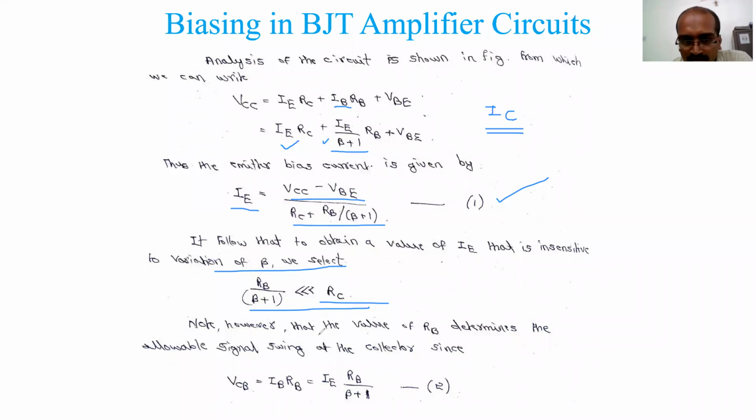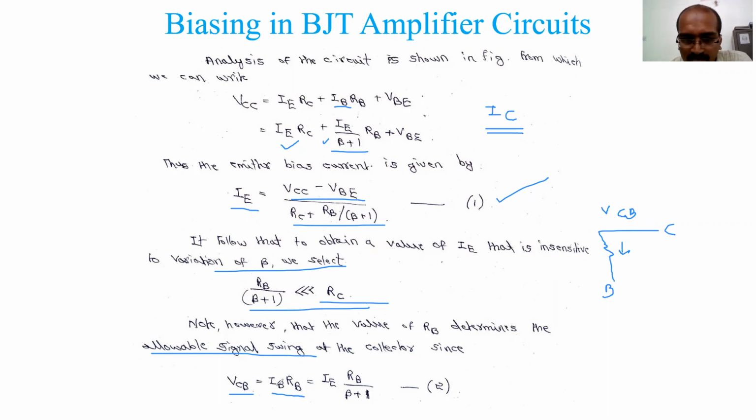Note, however, that the value of RB determines the allowable signal swing at the collector. So the second aspect of the condition is that you should get maximum signal swing. For that, what is the condition? The VCB. Where does the VCB come from here? We have taken the feedback resistor RB from collector to base. This voltage between collector and base is called VCB. RB is connected with current IB, so VCB is nothing but IB into RB, by Ohm's law. Simple.